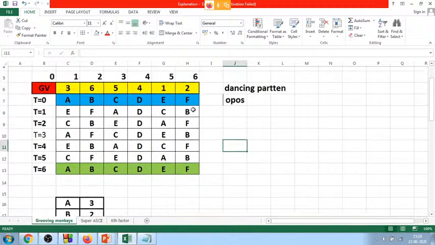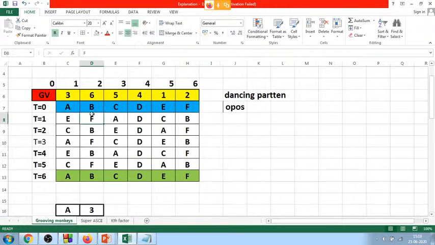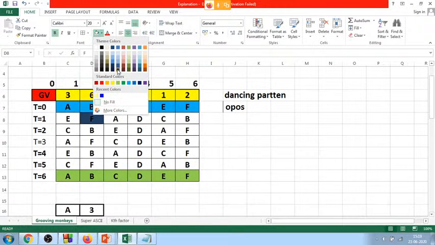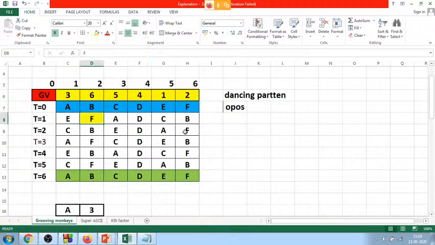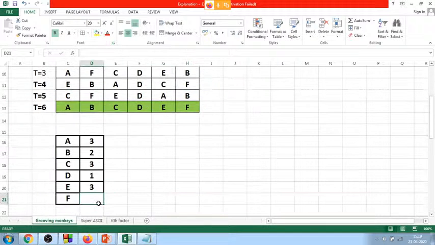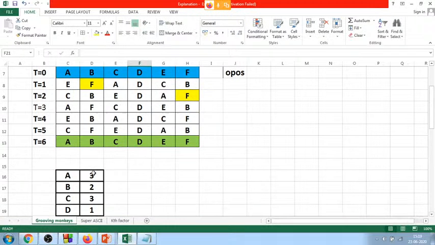Okay. Now we are going to go with F. At the first step, where does F go? F goes to this particular position. At the second step, it comes here. So how many steps does F require? 2 steps. So right now what we have calculated is the number of steps taken by each and every monkey to come back to its original position.